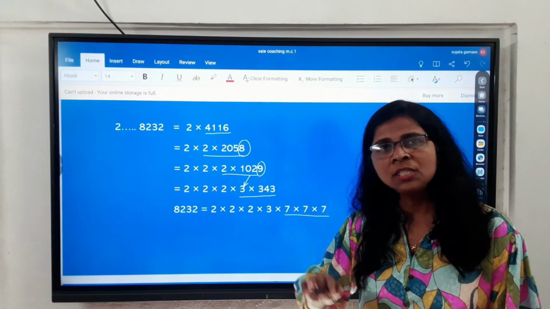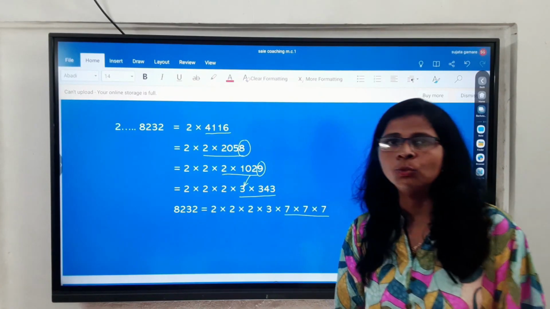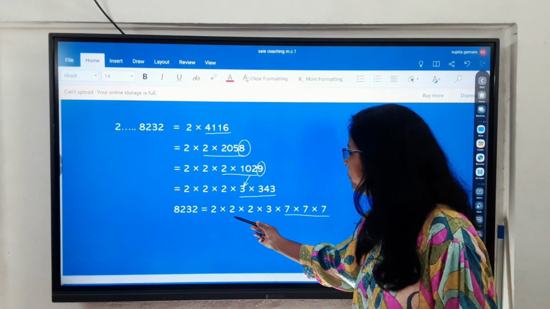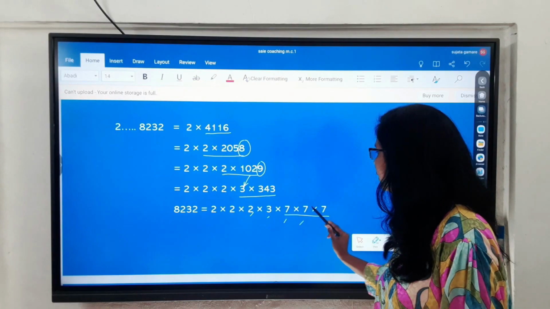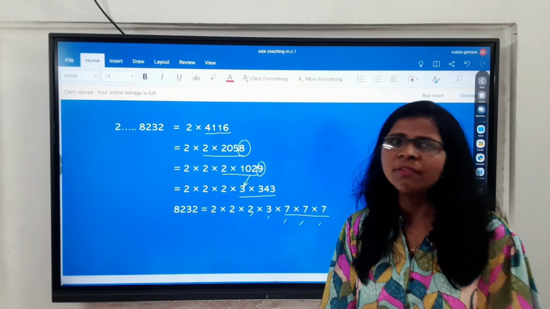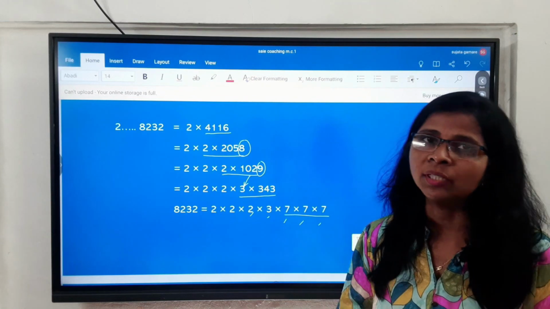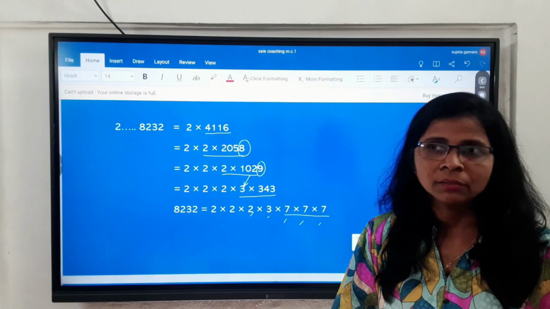Okay. So this way I get the factors of 8232 as 2 multiplied by 2 multiplied by 2 multiplied by 3 multiplied by 7 multiplied by 7 multiplied by 7. So this way one can factor the biggest number in a very easy way and in a short way.